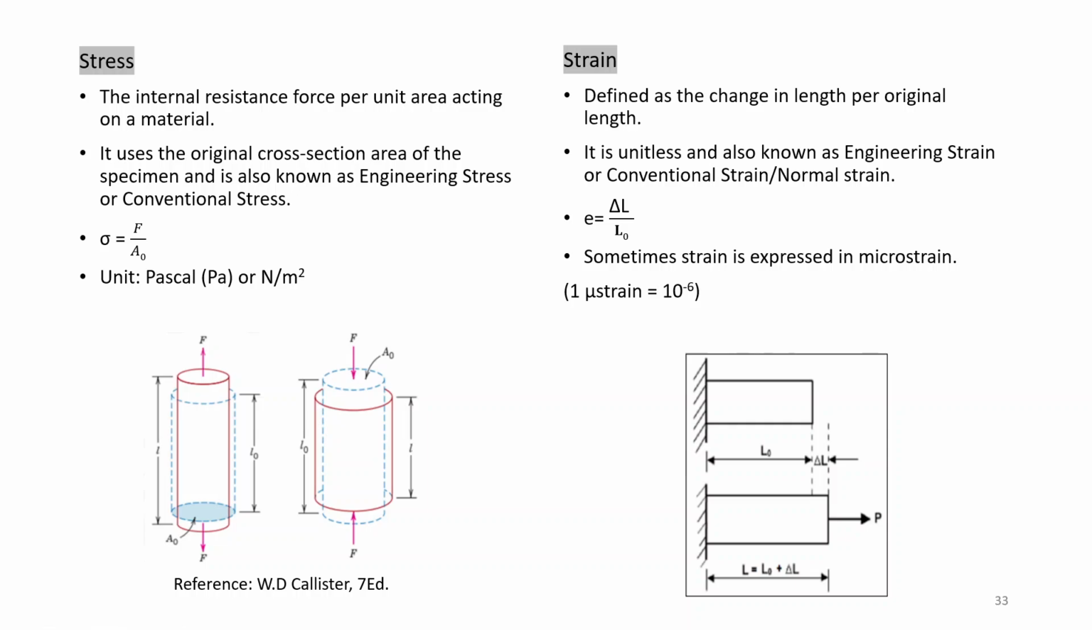Then stress strain, so the internal resistance force per unit area which is acting on material, and it uses the original cross section area of the specimen, is also known as engineering stress or conventional stress. And if you use instantaneous area, then it will be true stress. In case of strain, you have defined as the change in length per unit original length. Okay, so it is unitless and also known as engineering strain or conventional strain or normal strain. So if you divide this by instantaneous length, then it will be true strain.